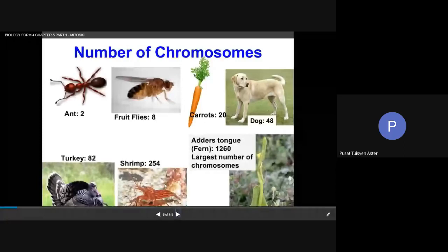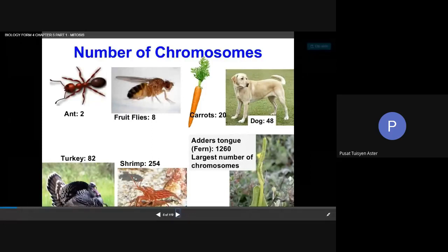So in other words, it doesn't depend on the size of the organism, right? Because a dog is smaller than us, but we only have 46, while it has 48 chromosomes. A shrimp is much smaller, but it has 254. Turkey is 82. The two animals which are very similar to humans, having almost the same number of chromosomes, are the pig and the monkey.